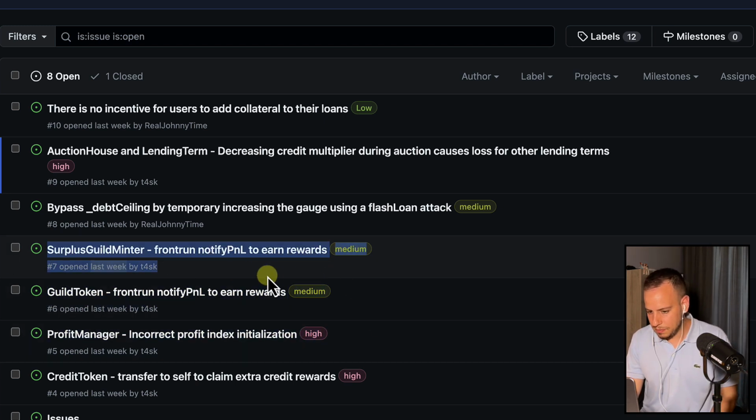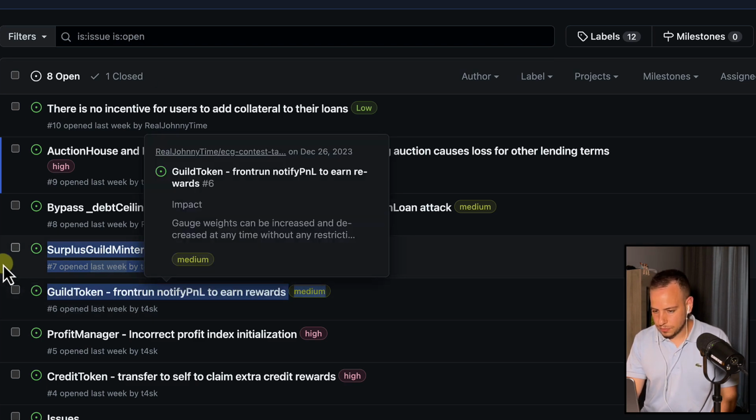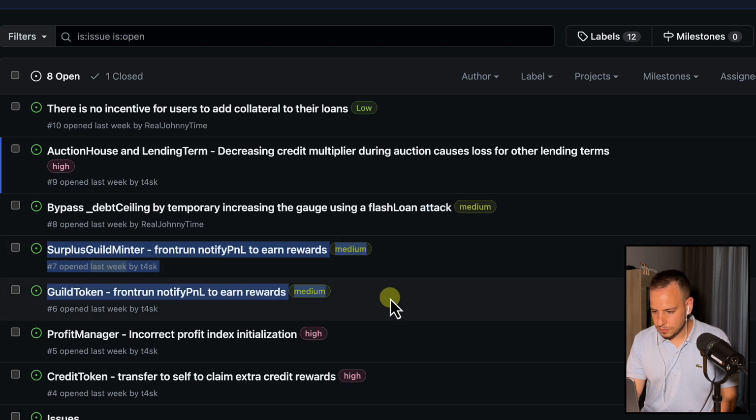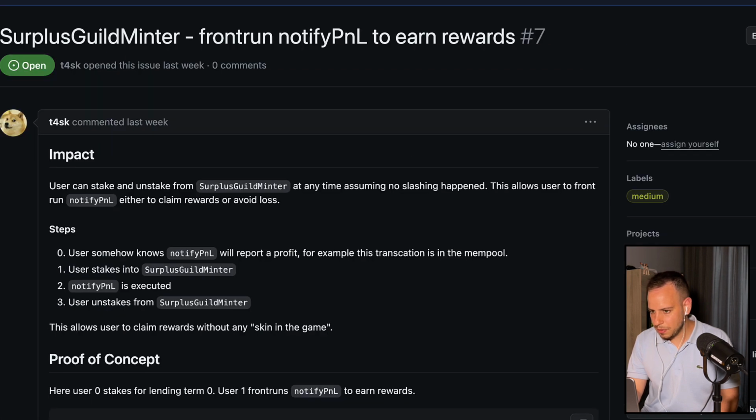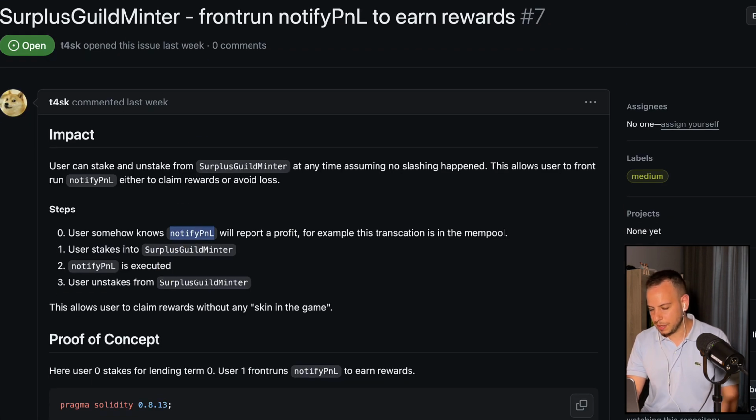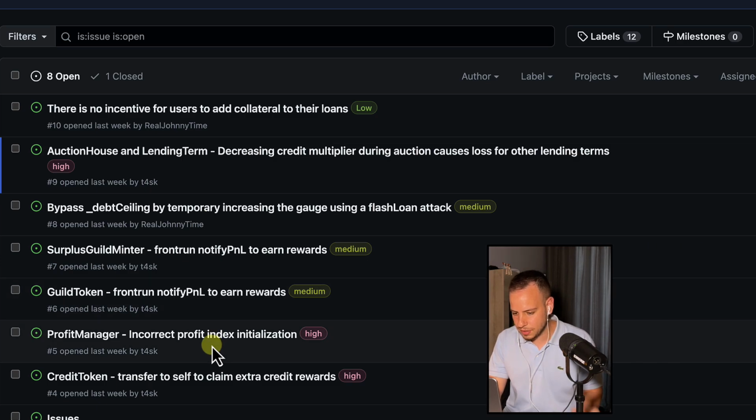It will take some time for the judging. I think it's two. It's two different contracts. One bug fix will not fix the other one. Yeah, one bug fix will not fix the other one, but both of them are based on front running this NotifyPnl. But I think it will be considered also as two.